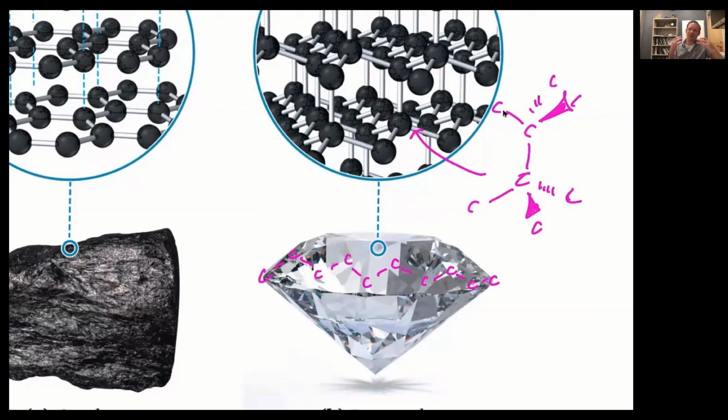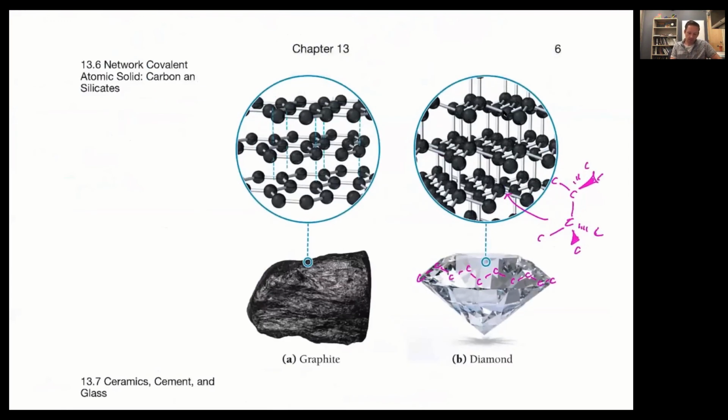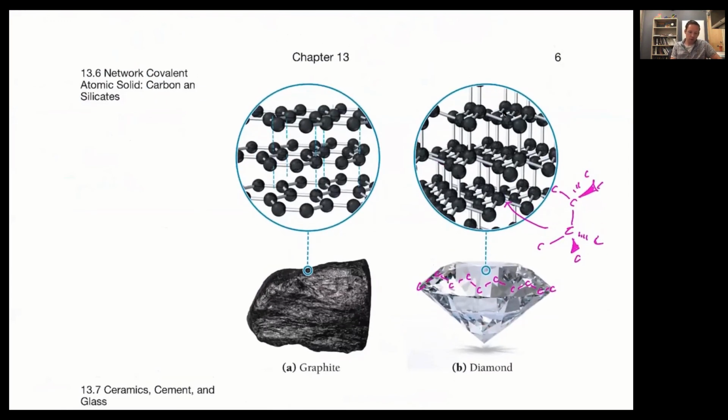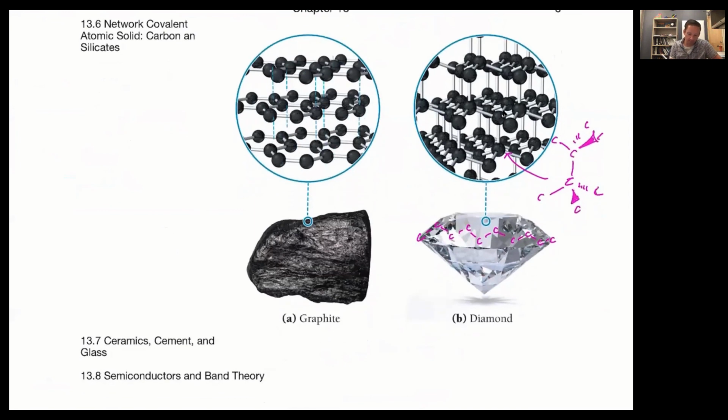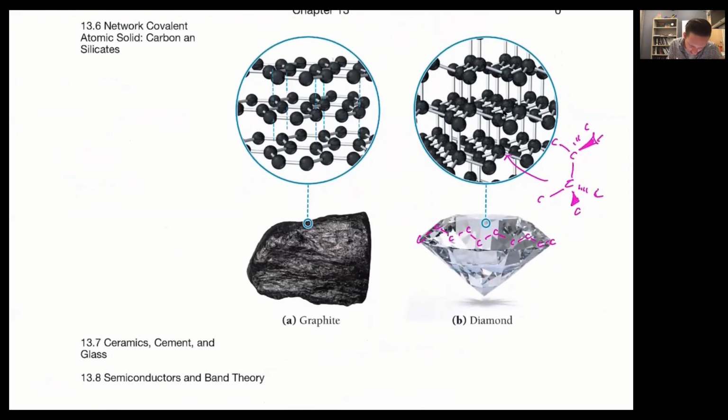So that's kind of cool. And that's why it's so hard to melt. You don't really melt it. You eventually just start breaking those bonds. Graphite is also a covalent solid, but it's flat sheets held together with covalent bonds. And so it's really easy to shear it off one layer at a time. And that's why we can use it as pencil lead.